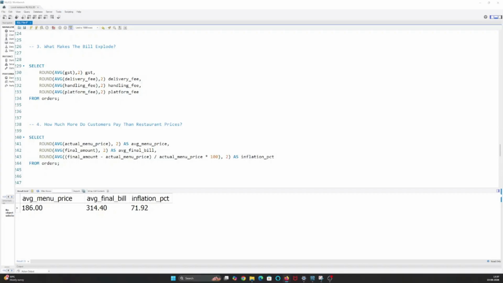As consumers, we often ask, how much did I save? Instead of asking, how much did I spend? These are two completely different questions. Now imagine the average restaurant menu price is 150 rupees. After platform markups, GST, delivery charges, handling fees, and other charges, the final bill becomes 240 or 250 rupees. That's an increase of nearly 60 to 70%.